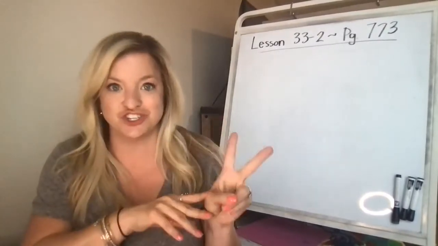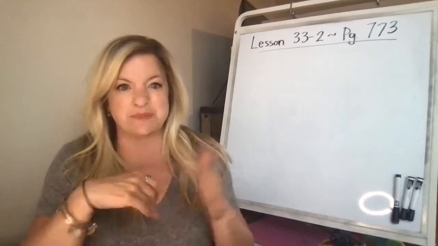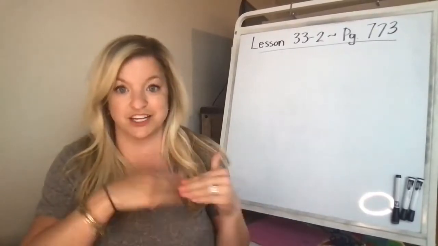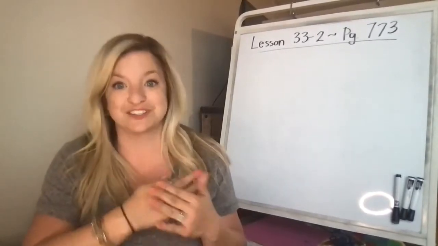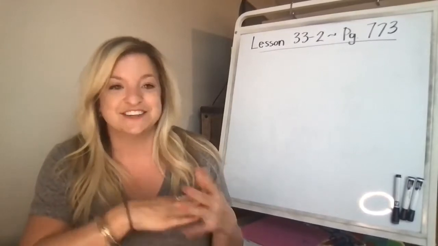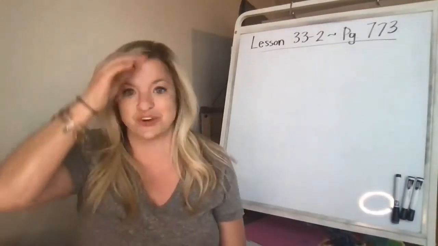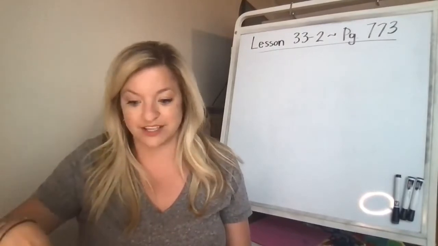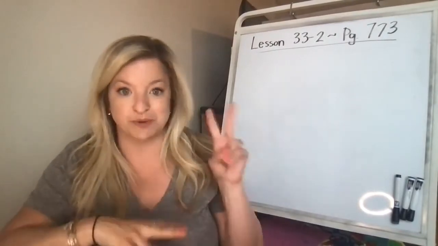We're on session 2 in our math books. So we're skipping over lesson 1 because I want to try to get in as much as we can before summer break, which is so soon. So we're on page 773 in our books, and this whole lesson is on two-dimensional shapes.